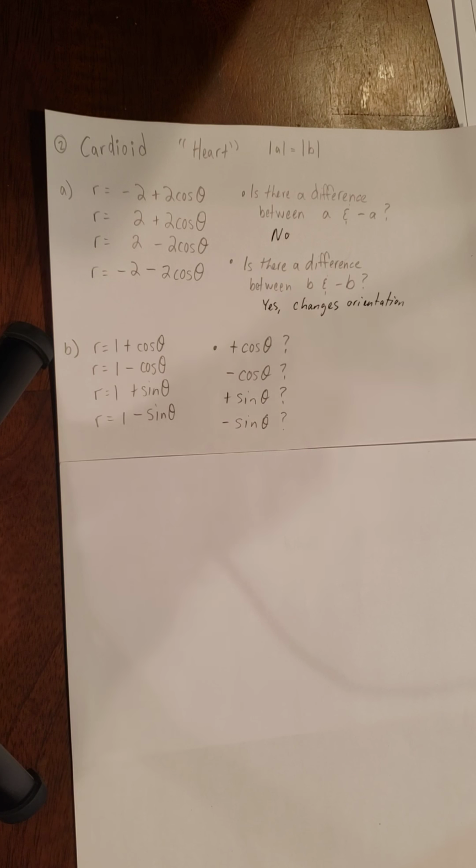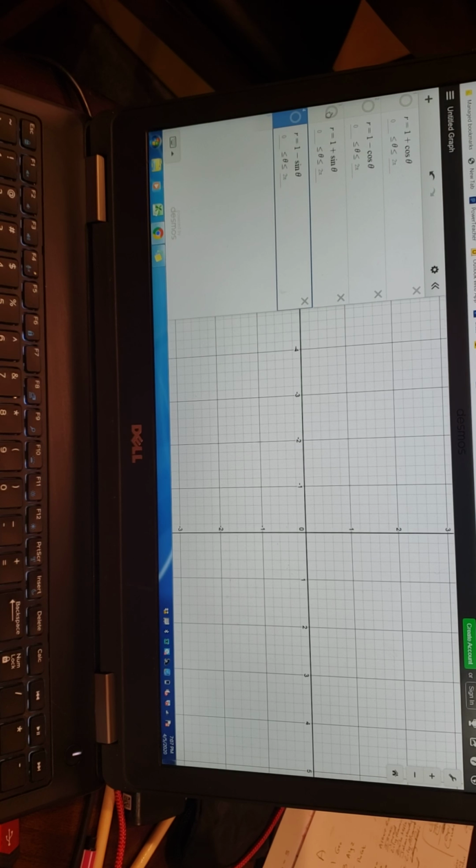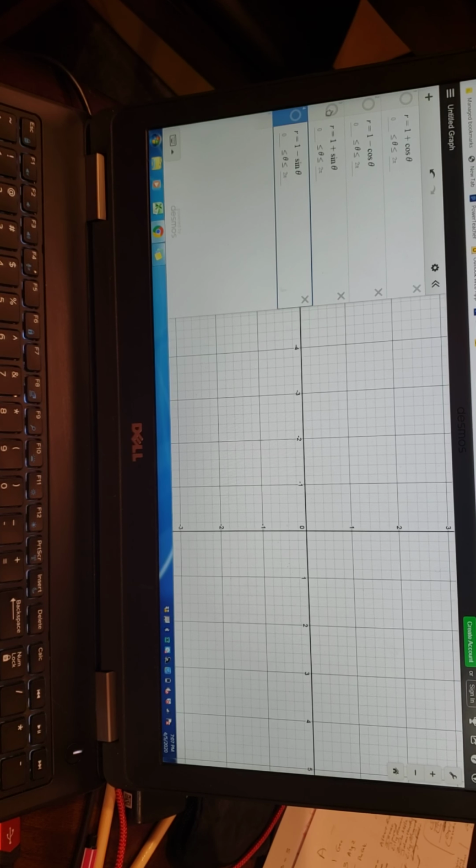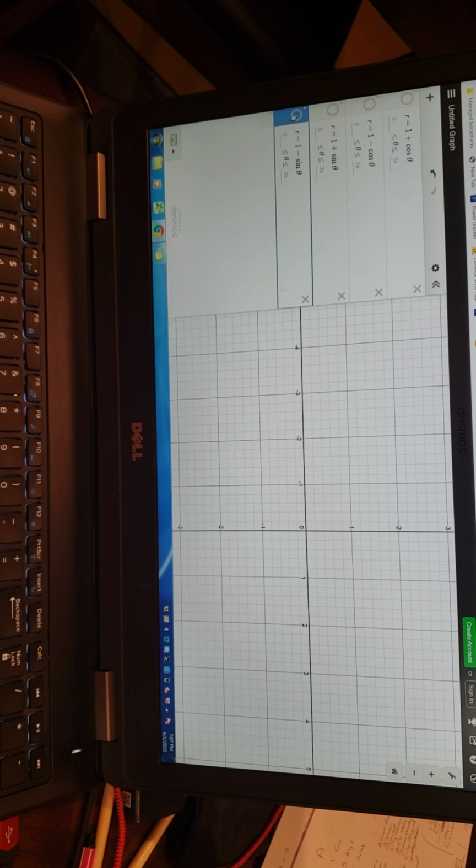So now that we have them listed, let's look. 1 plus cosine theta, heart opens to the right. 1 minus cosine theta, heart opens to the left. What do you think is going to happen when you graph r equals 1 plus sine theta? Sine theta, y-axis, right, y-coordinate, positive B should open up. It does. 1 minus sine theta opens down. Notice length is 2.